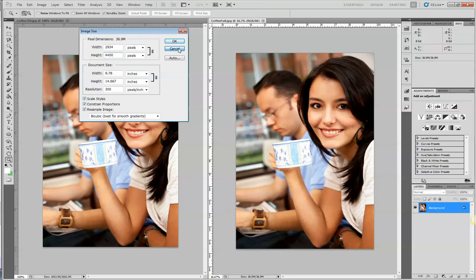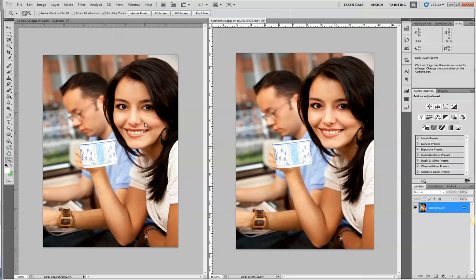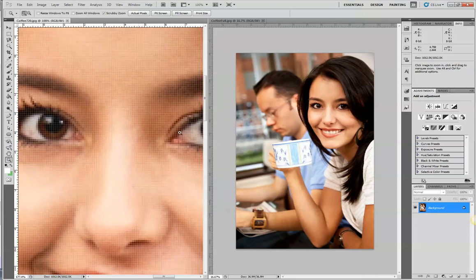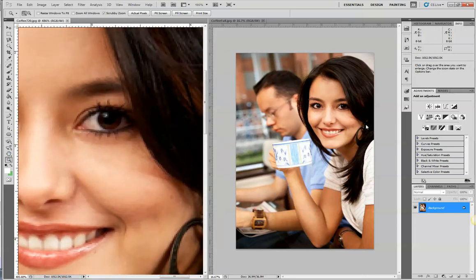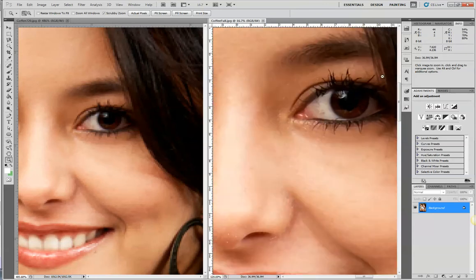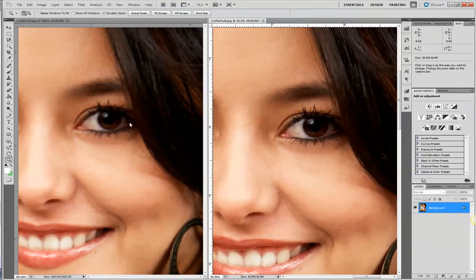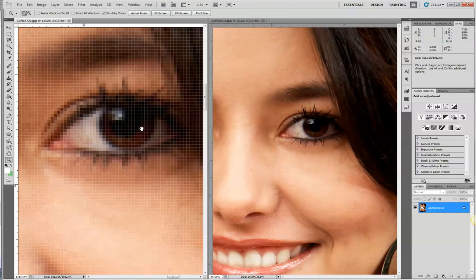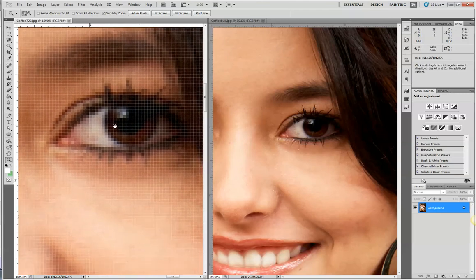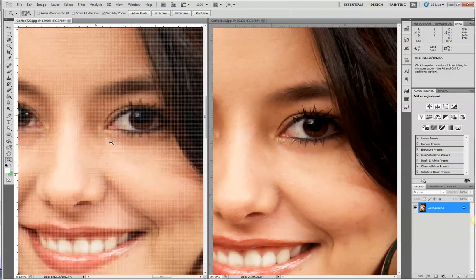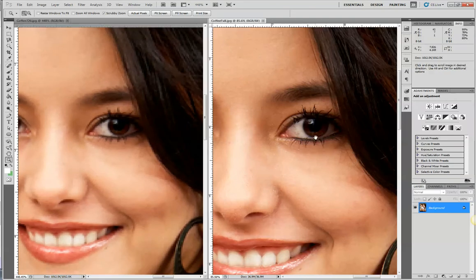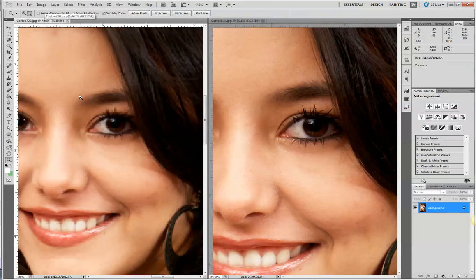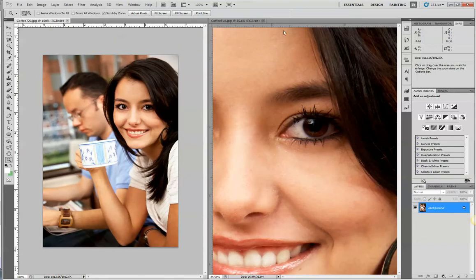So I'm going to cancel out of here, and what I'm going to do is zoom in on this model's eye. And when I do that, you can see that as I get closer, it starts to break up. So you can see that the high resolution is still nice and crisp, whereas the low resolution image is starting to break up, right?